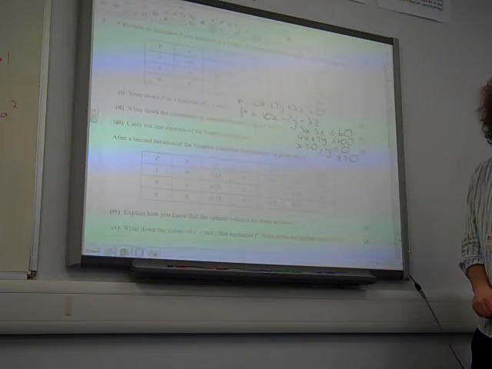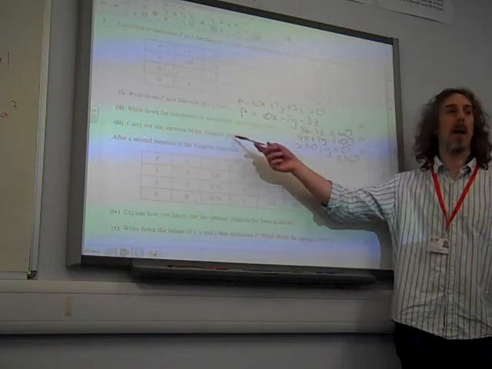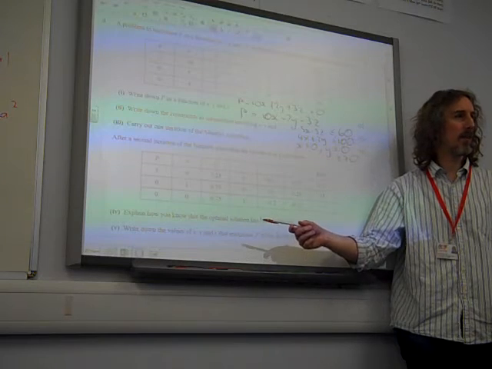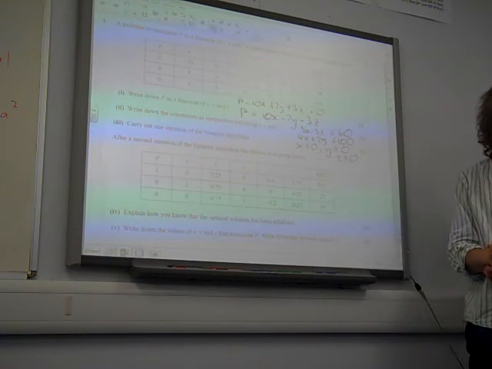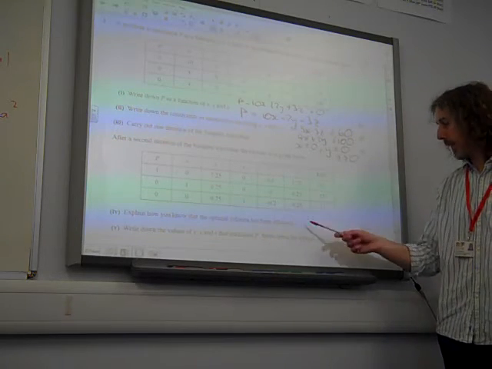Okay, it's quite a neat way of doing it actually if you think about it, because it means even if you do that bit wrong, they're kind of getting you back on track. They're saying this is what would have happened if you'd done it right, and then somebody else had done it right again. Explain how you know that the optimal solution has been achieved.